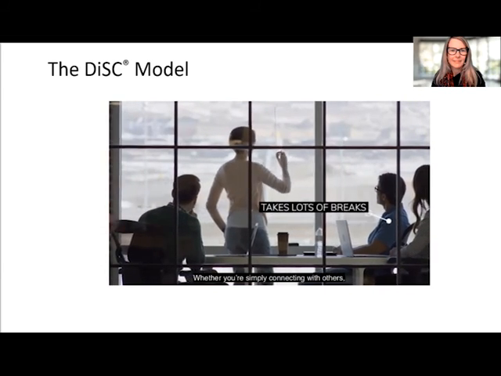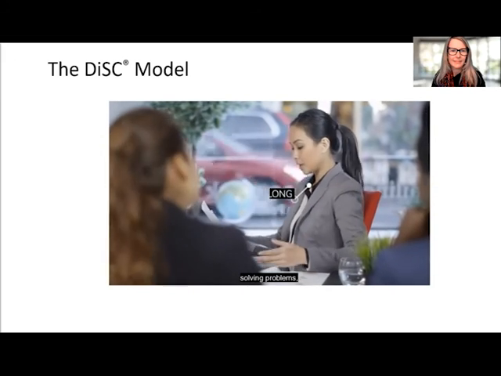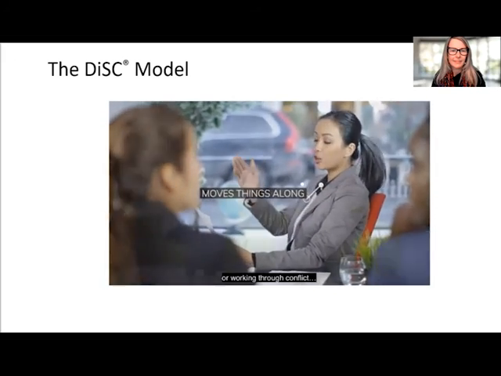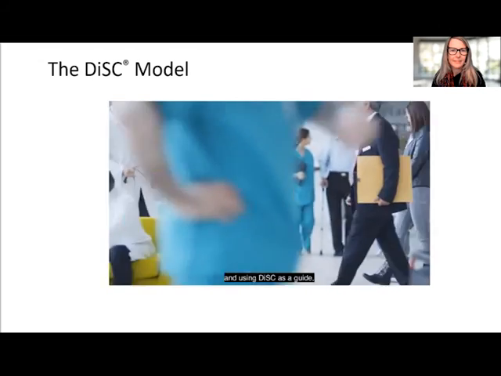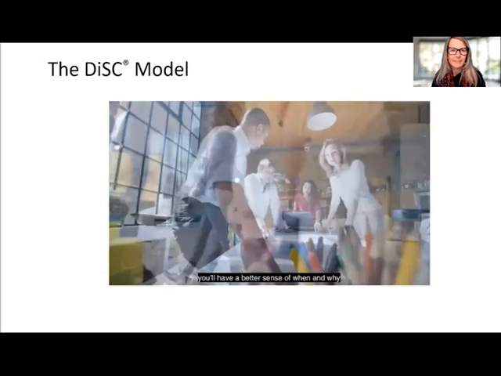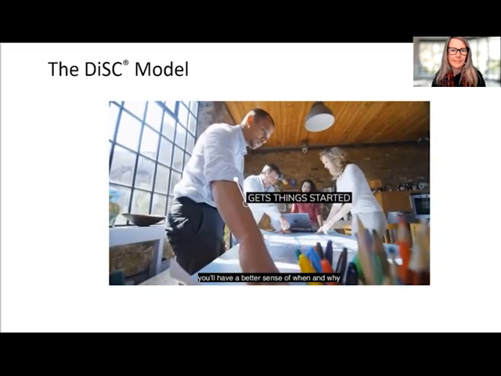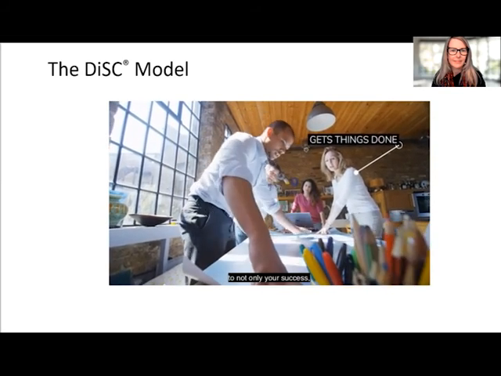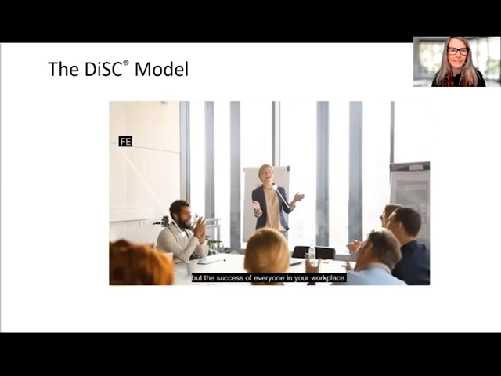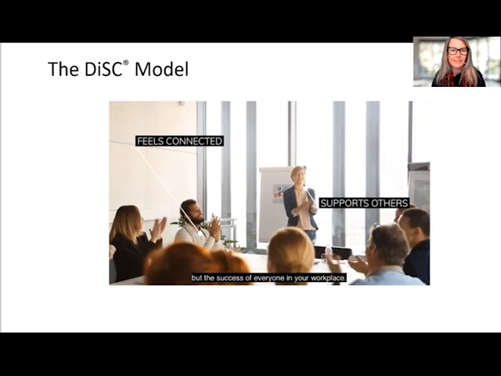Whether you're simply connecting with others, solving problems, or working through conflict, you'll have to stretch from time to time. And using DISC as a guide, you'll have a better sense of when and why that sort of adapting is so crucial to not only your success, but the success of everyone in your workplace.